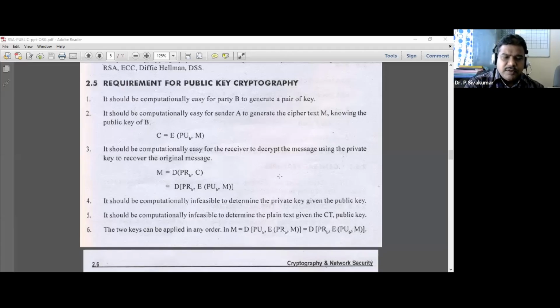Computationally easy means the public key and private key generation by the authorized users A and B is easy, and encryption can be done very easily. We can generate the public key and private key very easily. But even if you have the public key and ciphertext, it is infeasible to find the plain text and private key. This is what we discussed as the requirements for public key cryptography.